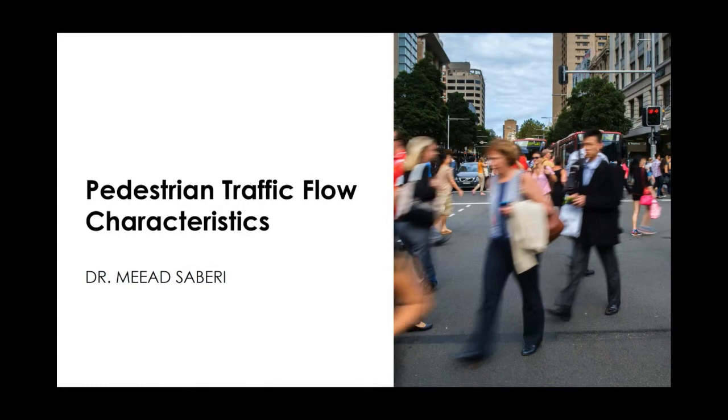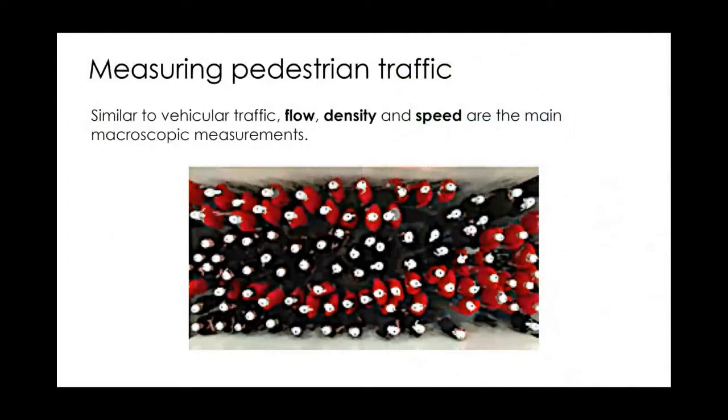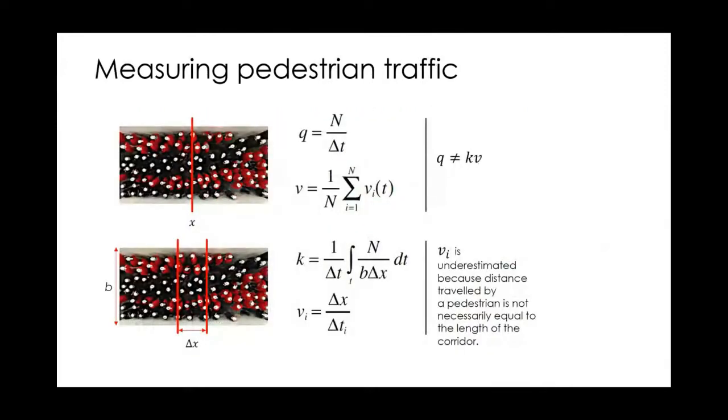In this lecture, I'm going to talk about pedestrian traffic flow characteristics. So the first thing to look into is how can we actually measure pedestrian traffic? Pedestrian traffic is very similar to vehicular traffic in the sense that we can measure it using flow, density, and speed, very similar to what we've done and learned before in the previous lectures. But there are some interesting and fundamental differences as well.